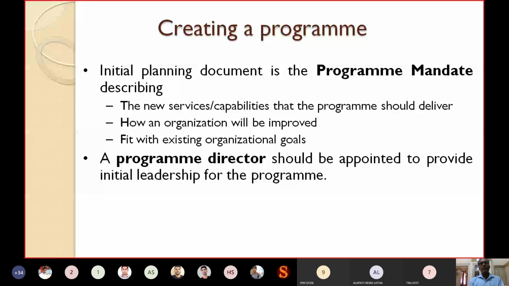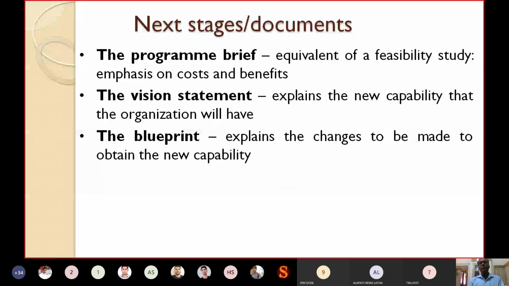Now let's see what the next documents or other reports are that we should use during program management. The next stages are the documents as follows: the program brief, the vision statement, and the blueprint. The program brief is the equivalent of a feasibility study or the business case. I have already discussed feasibility study earlier. So the program brief is almost equivalent of a business feasibility study or business report. In the program brief, we emphasize the different costs and the benefits, just like in a feasibility study report or the business case.